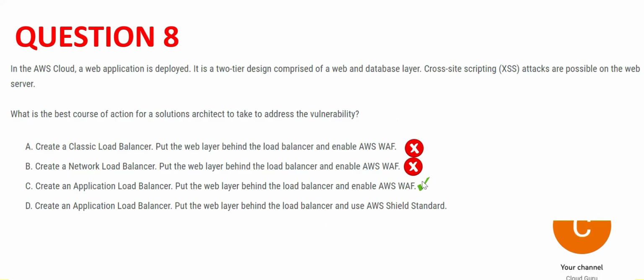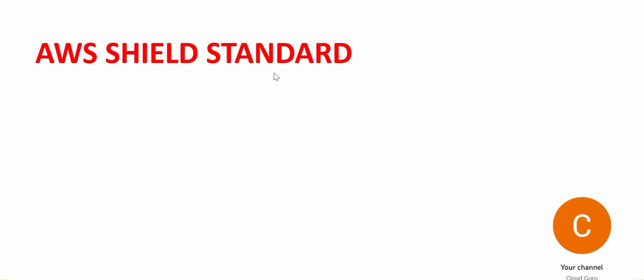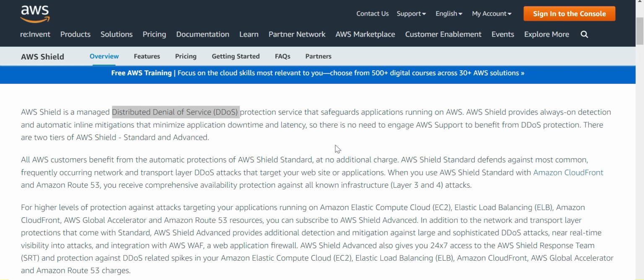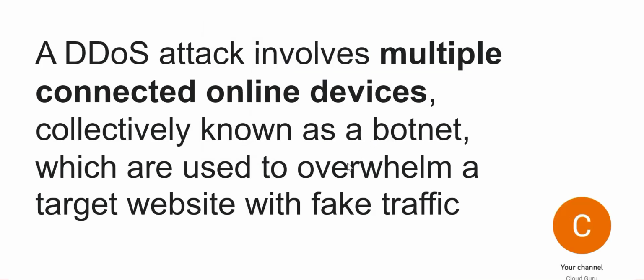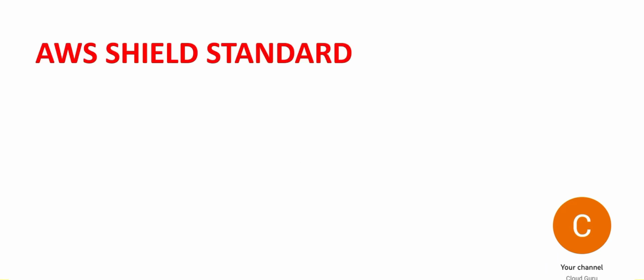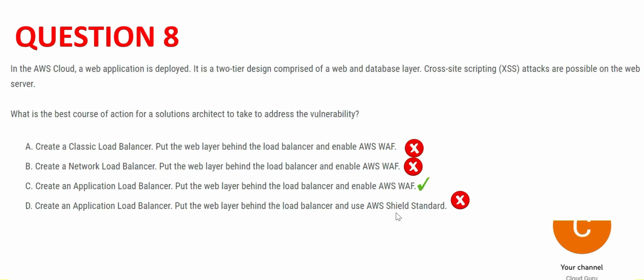So C is correct. D tells you to use AWS Shield Standard instead of WAF. See, if you need DDoS protection, you use Shield. So what is DDoS? Any attack which will overwhelm your website, it will create fake traffic using bots. Instead of one user logging in, it will log in with say 100,000 users, and your website will come down. So Shield will protect you against that attack. It will not protect you against cross-site scripting, and hence D is wrong. C is our answer.